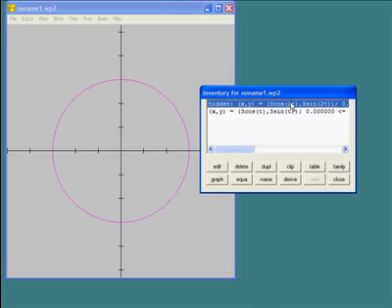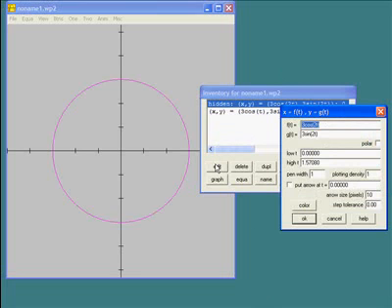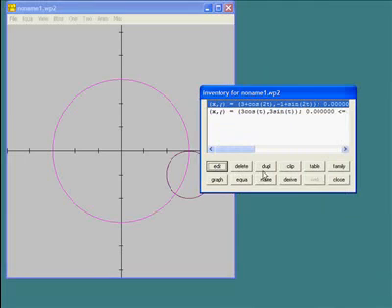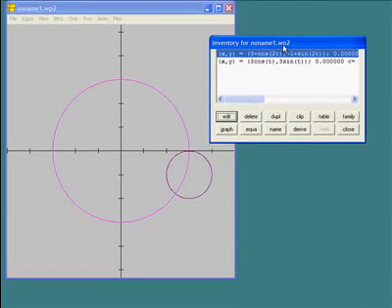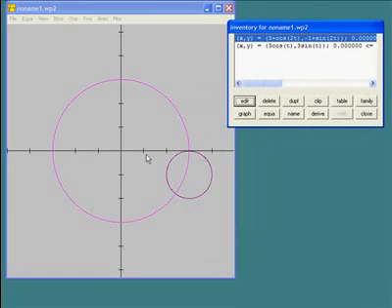We can edit this one, I think. Let's edit that one. We have 3 plus cosine of 2t, and then we had negative 1 plus sine of 2t. And let's go ahead and go from 0 to pi will take us all the way around the circle. And there it is. It's a circle of radius 1 with the center at 3, negative 1.